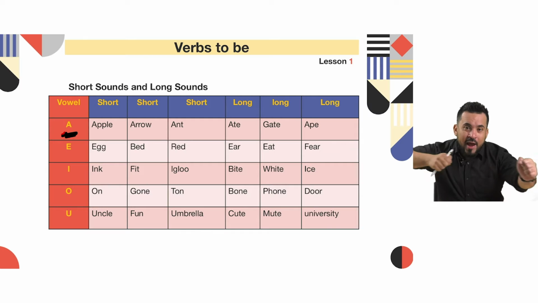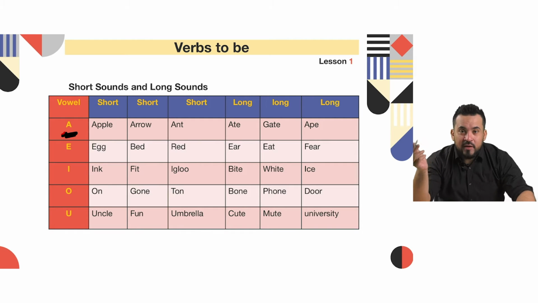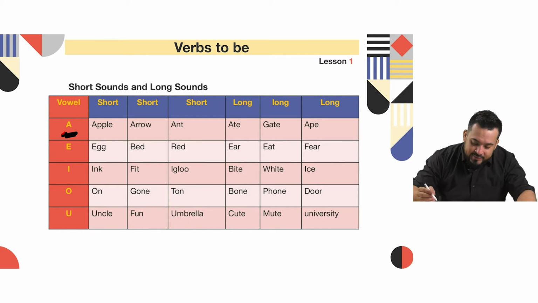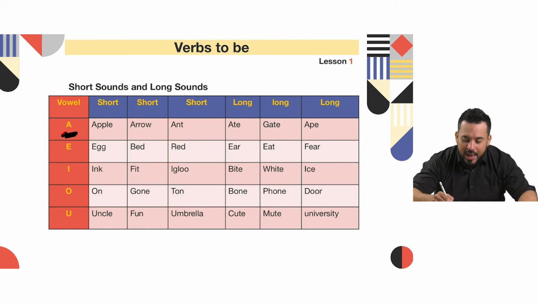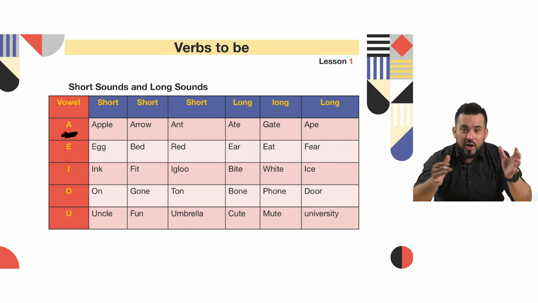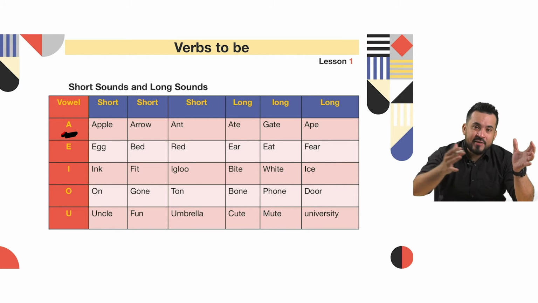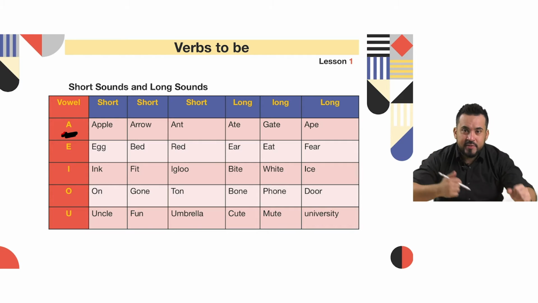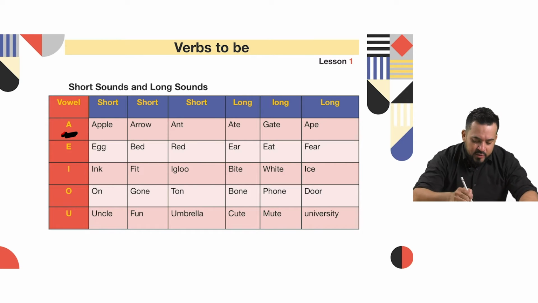Arrow, ant. Long sound, A, as in eight, gate, ape. So, as you noticed, when we are saying the letter A in the long sound, we're using the actual letter. Ape, gate. All right, let's take a look at the letter E.